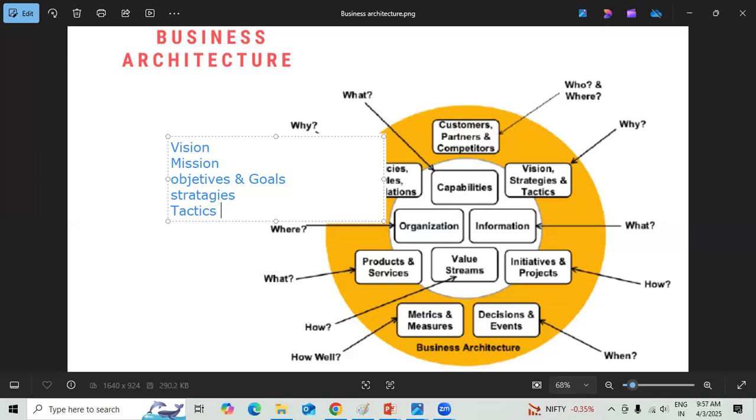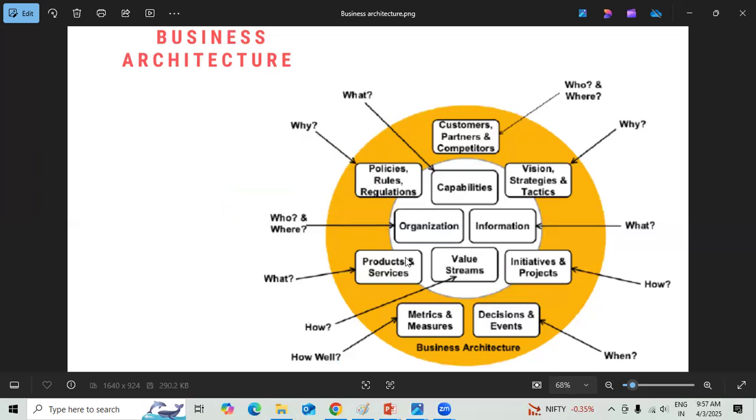So this is something we need to know. This is one thing which is called business architecture. That is something we need to know. This is point number one. After the business architecture, strategies, goals, and all that stuff, next is about the products and services. What are the different products and services we have? So that we need to know.